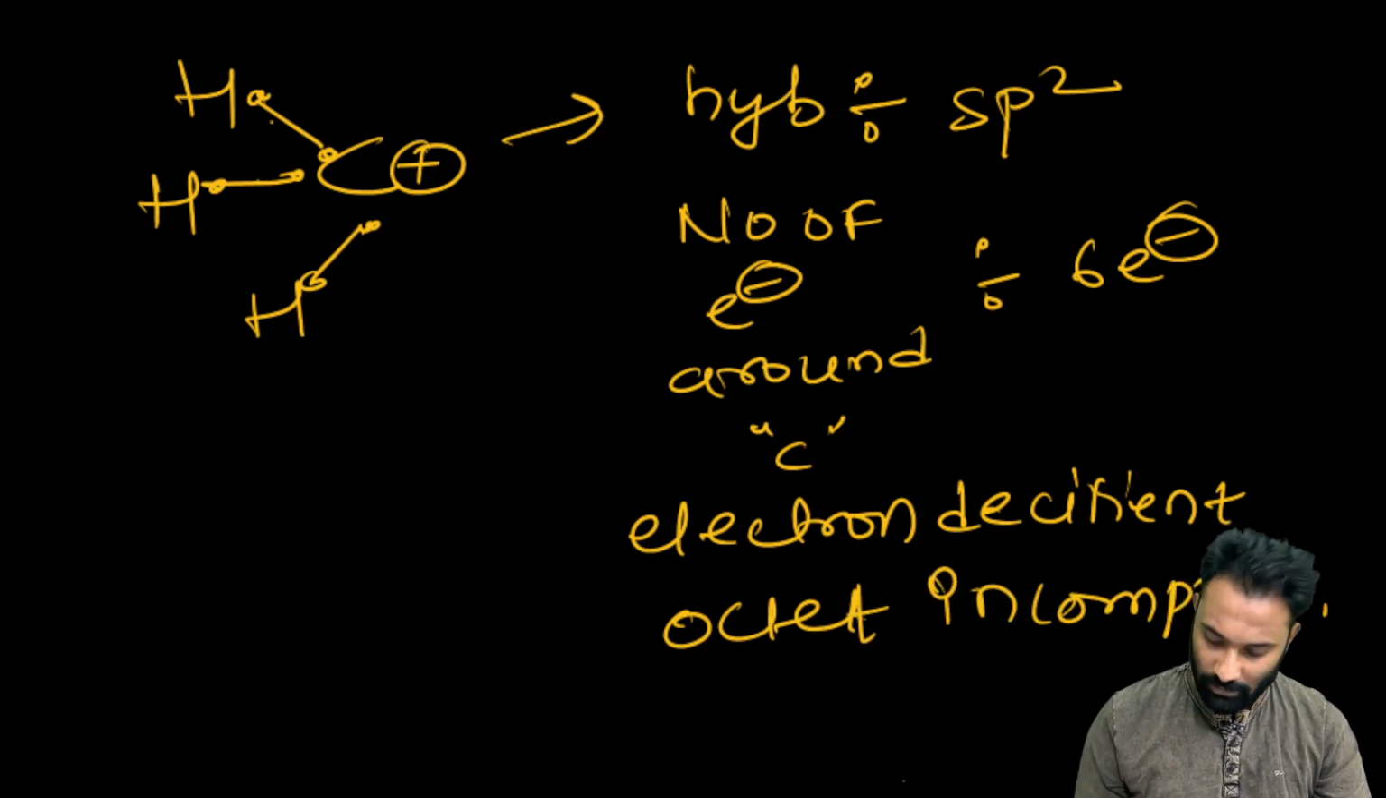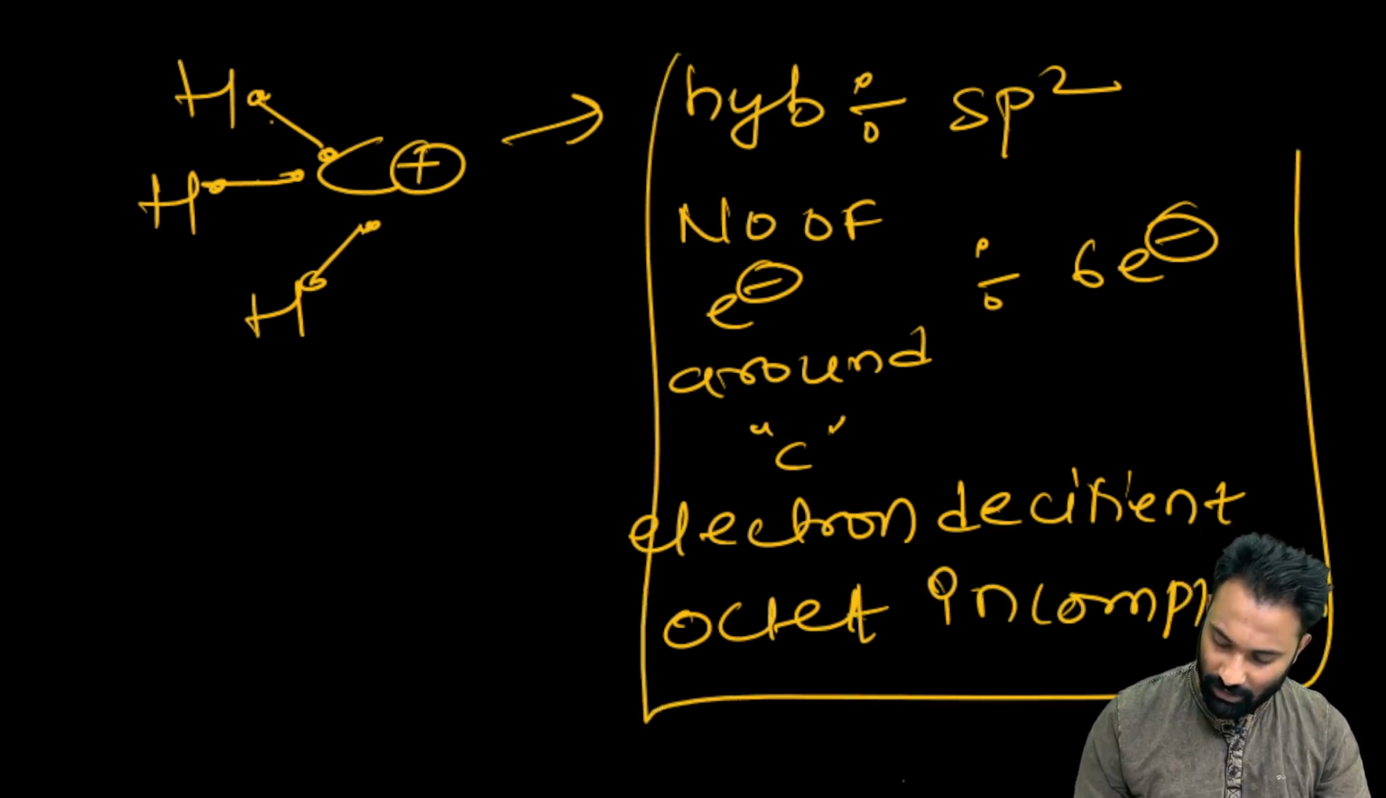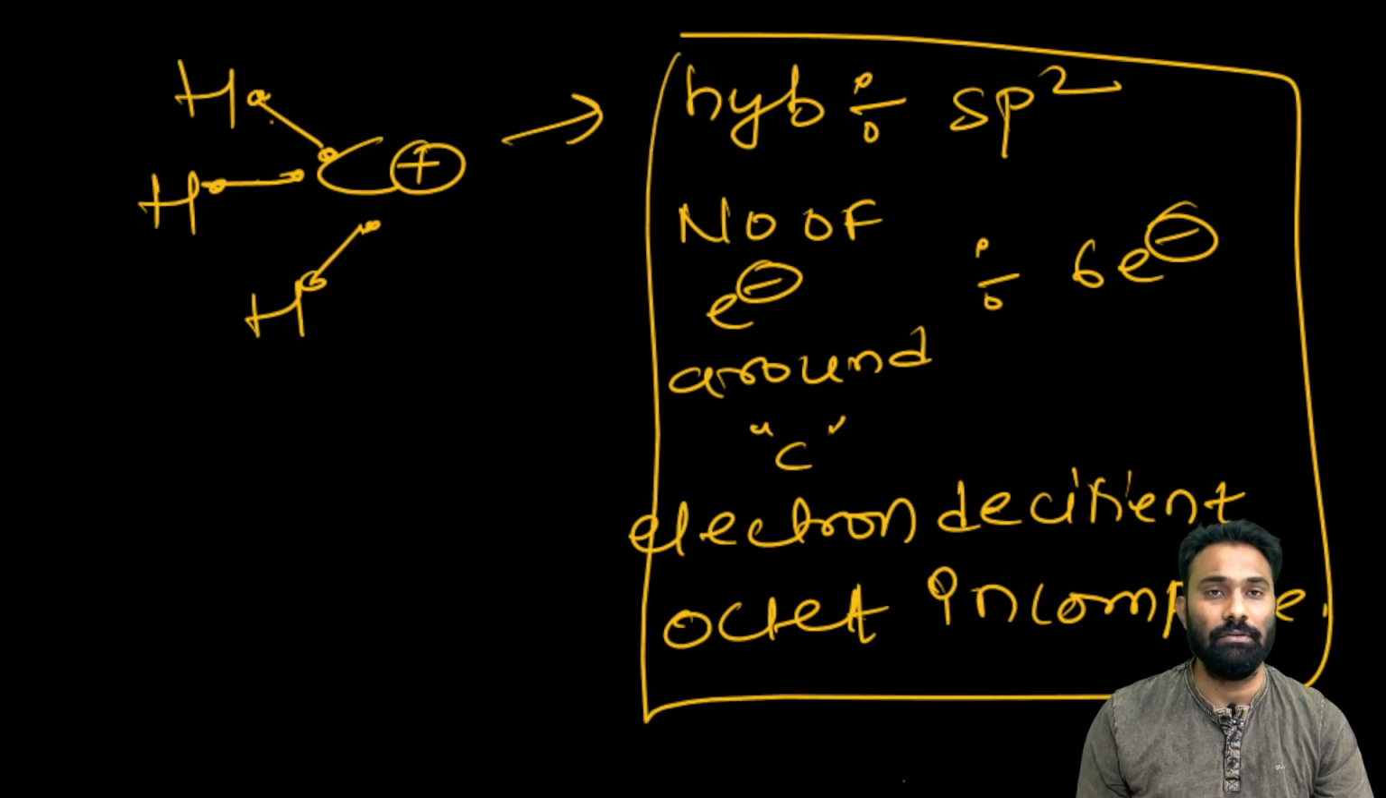Done. Clear? Now these are some properties of carbocation. Clear? Now at the last, we are going to study in a different manner carbocation, carbanion, free radical and carbene. All that we are going to see in the last.